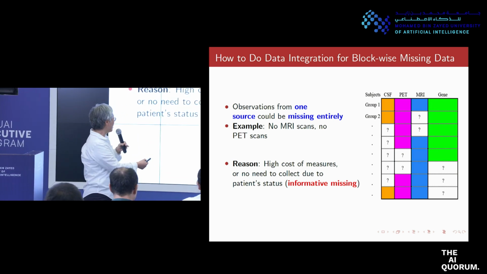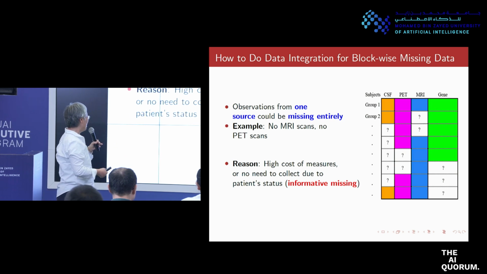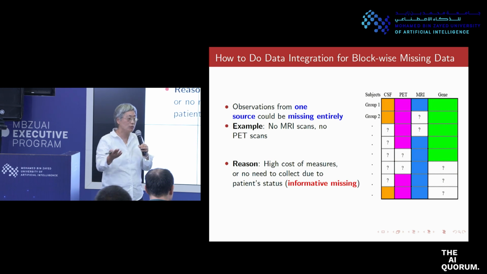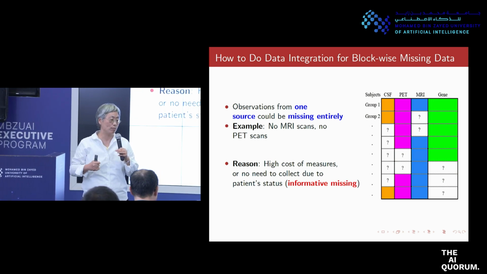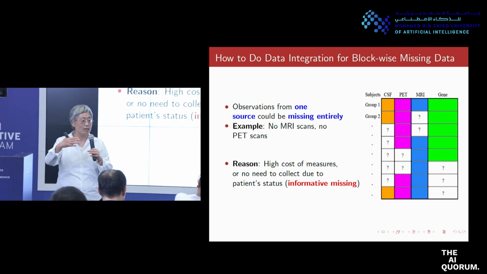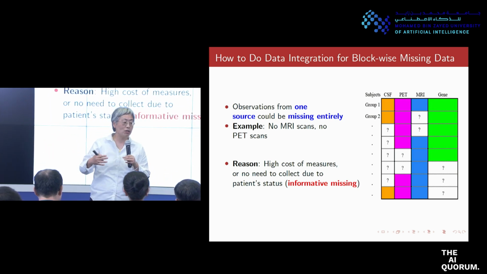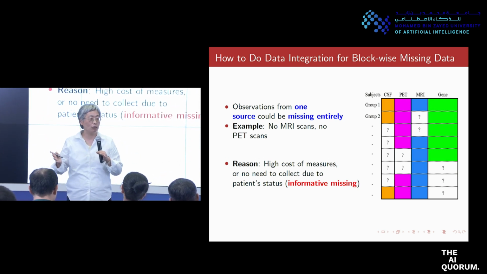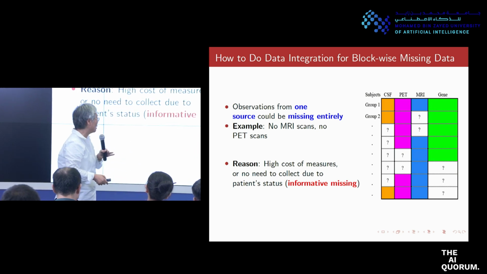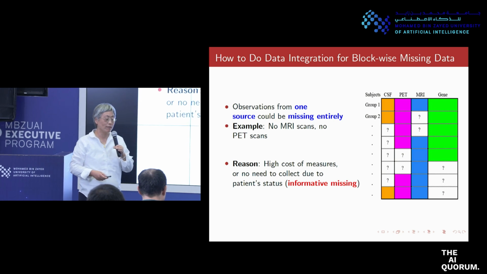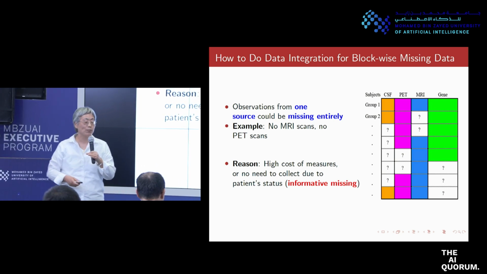Now, there are many reasons why we have this kind of data, because there is a high cost to measure. And a lot of times, there's just no need to have these measurements. If you know someone has very severe progression, certain information is obvious. You don't need to do all these tests, okay? So how can we do good data integration for this kind of missing data?